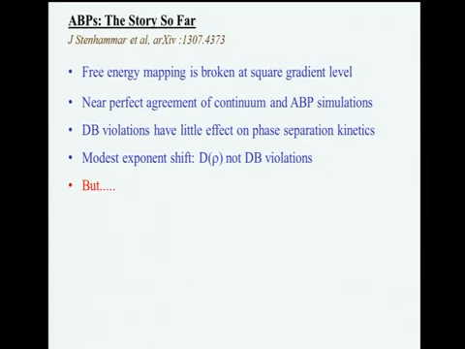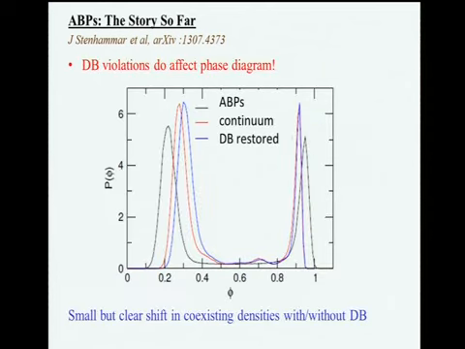Oddly, the detail balance foundations are there at square gradient, but they don't seem to affect phase separating kinetics. And if there is an exponent shift, it's possibly to do with this D of rho. One way to explore this is to do it with a constant D, which I'll come to in a second. But we found something quite intriguing, which looks like a numerical artifact, but turns out not to be.